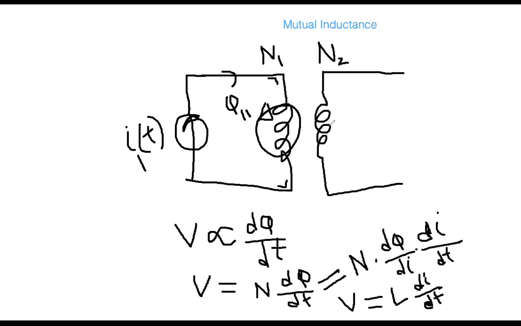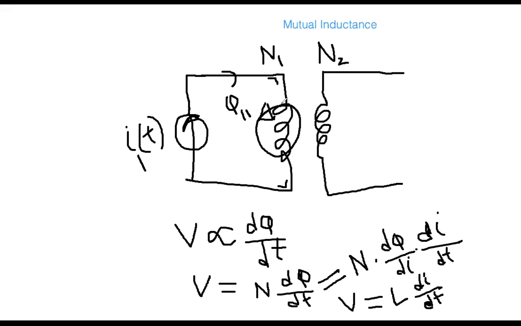Because there is another coil nearby, it depends on the distance. If it is too far, then there will be no interaction. Nothing will happen on this coil. But if it is nearby, close by, then what will happen? This main flux will cause a flux that just circulates in that way. It is called phi 1,1, the self flux or the leakage flux.